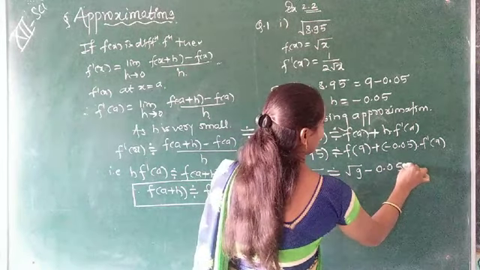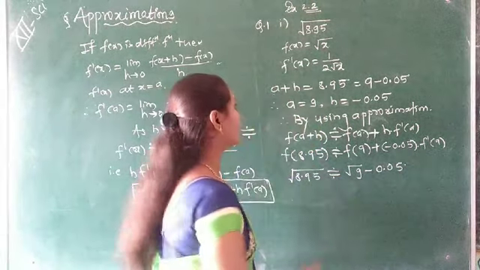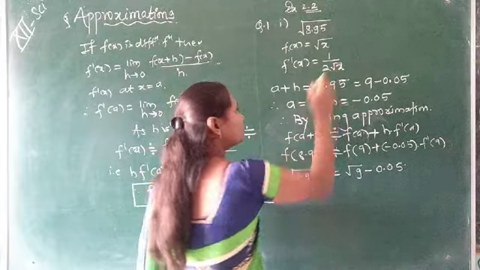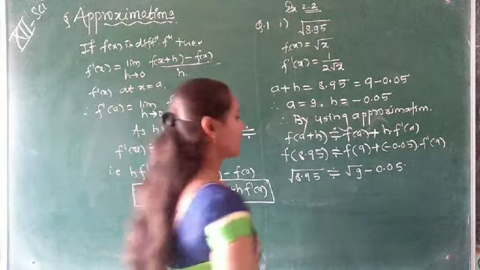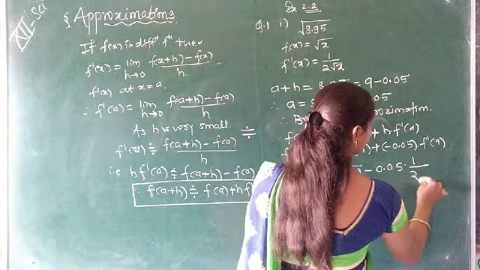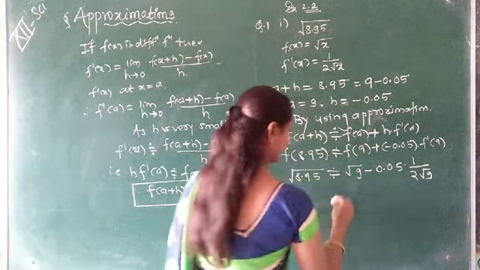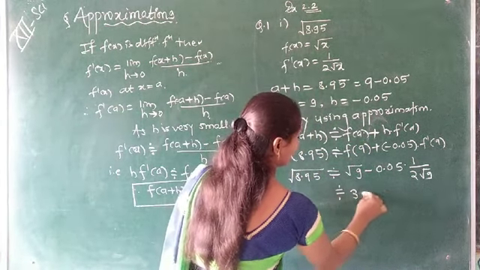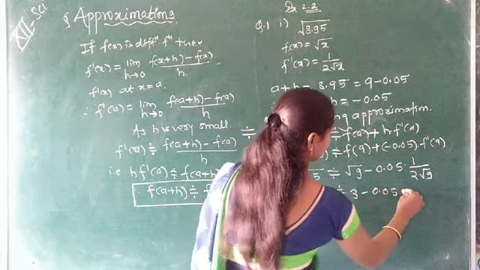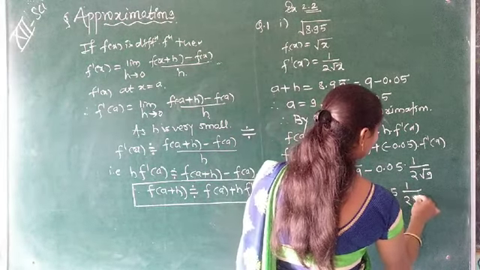Minus 0.05 as it is, into f dash of 9. What is f dash of x? 1 upon 2 root x. Since what is f dash of 9? That means 1 upon 2 root 9. Root 9 is 3. Minus 0.05 as it is, 1 upon 2 into root 9, which is 3.